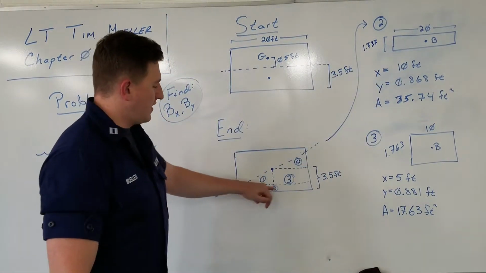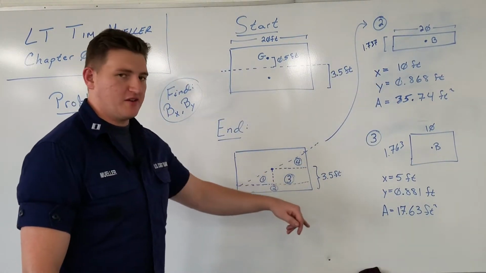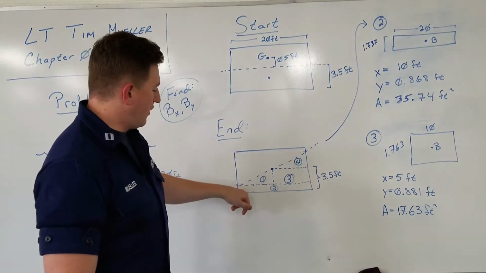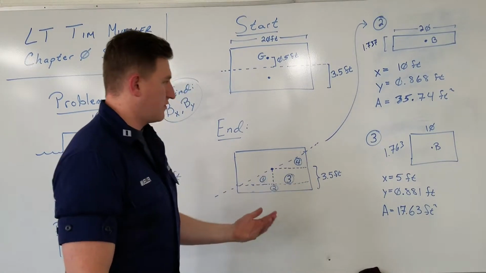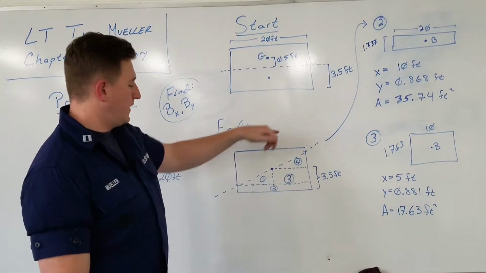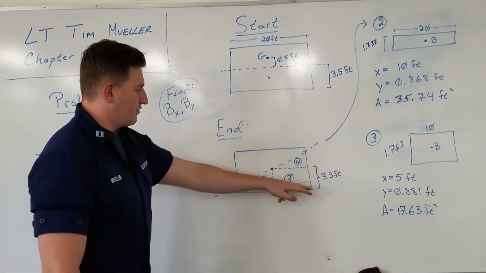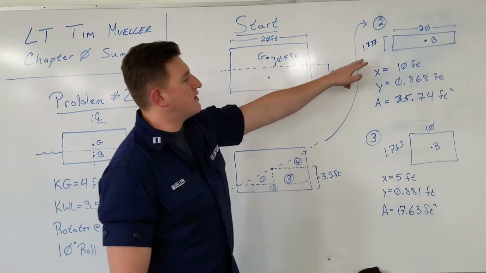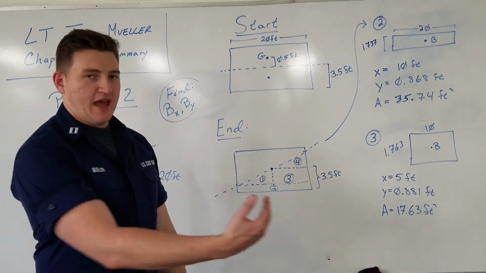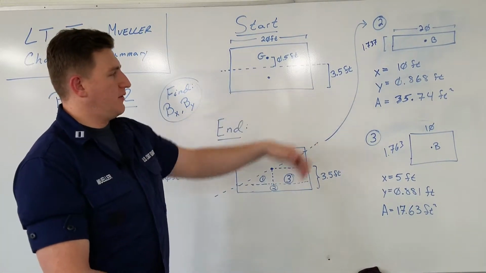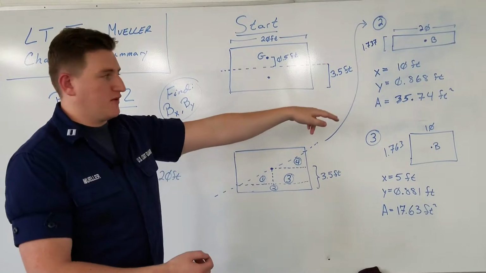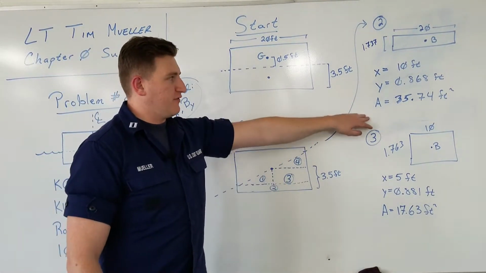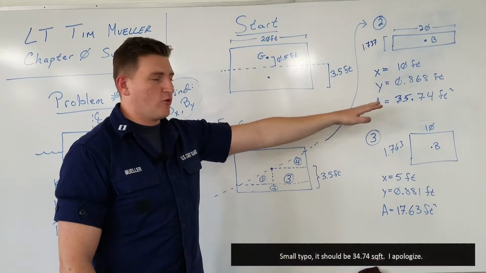I've redrawn how the shape configuration is here to match the notes that I have. So number 2 is going to be all the way from one side to the other. So it's going to be the entire beam, or 20 feet. The height is going to be 3.5 minus that side that we figured out for the triangle, which is going to be 1.737. We know that x is half of the width, so this is going to be 10. We know that y is just half of the height, which is going to be 0.868. Area is length times height, so for this rectangle, it's going to be 35.74 square feet.